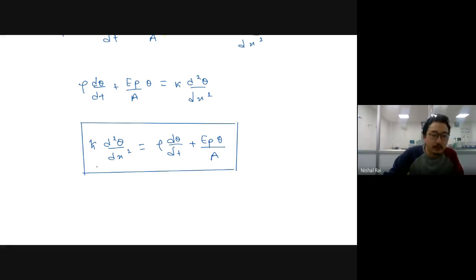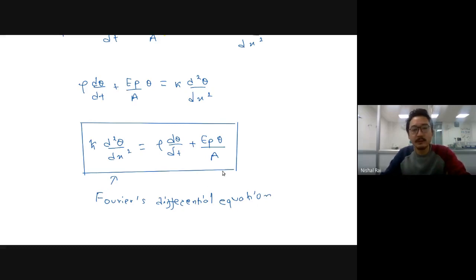Now this equation is called what? Fourier's differential equation. Now you can see that it is a partial differential equation, because it has how many variables? Two. One is your x position and one is your time, and it is second order in space and first order in time.